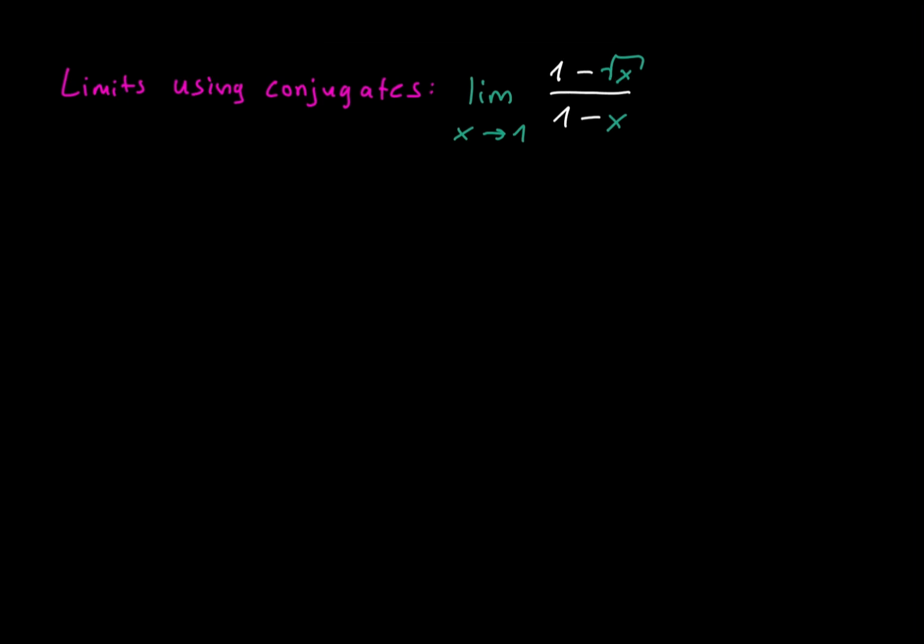Today we solve another limit using conjugates, but this one is slightly different. We want the limit as x approaches 1 of (1 minus square root of x) divided by (1 minus x).